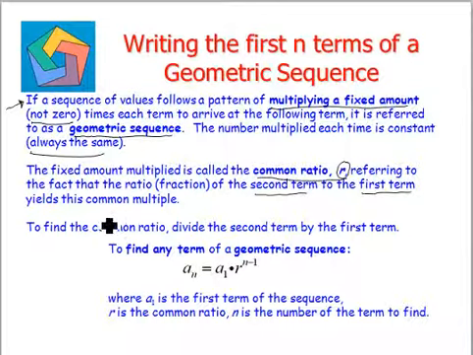When we divide the second term by the first term, we'll get this common multiple, and this would be the common ratio r. So to find the common ratio, we divide the second term by the first term. To find any term of a geometric sequence, we use the formula an equals a1 times r to the power of n minus 1, where a1 is the first term of the sequence, r is the common ratio, and n is the number of terms to find. So let's do some questions.